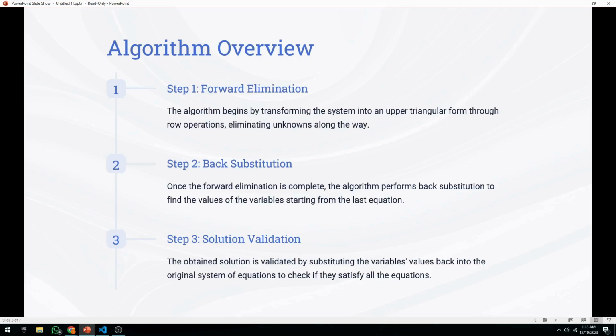Once the forward elimination is complete, the algorithm performs back substitution to find the values of the variables starting from the last equation. And the third step we have is solution validation. The obtained solution is validated by substituting the variable values back into the original system of equations to check if they satisfy all the equations.